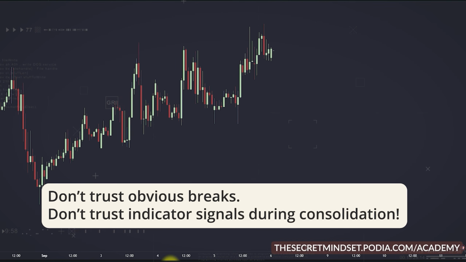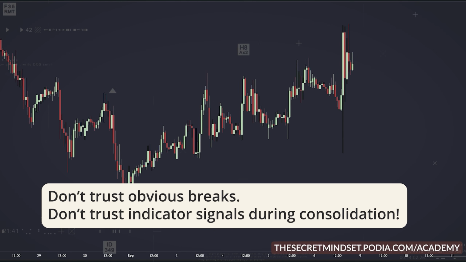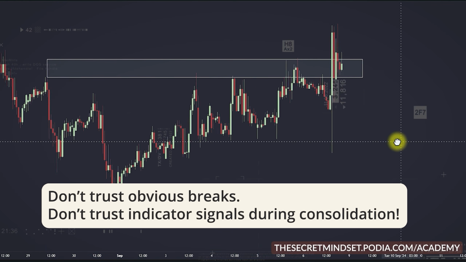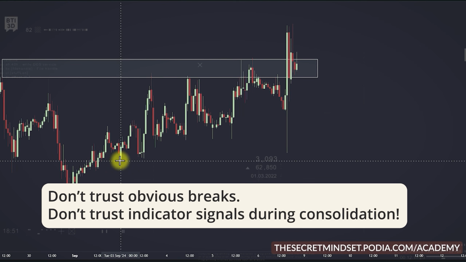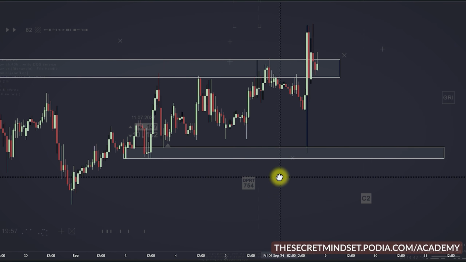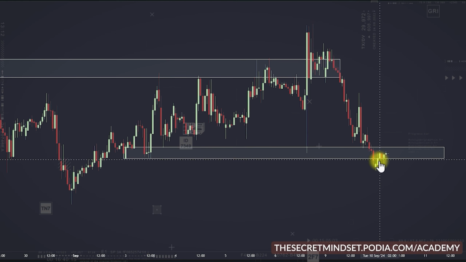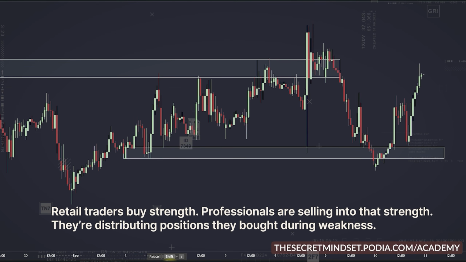The lesson is, don't trust obvious breaks. Don't trust indicator signals during consolidation. These are traps designed to separate you from your money. During consolidations, the difference between professional and retail entries is evident. It's completely backwards from what you'd expect. Retail traders buy strength.